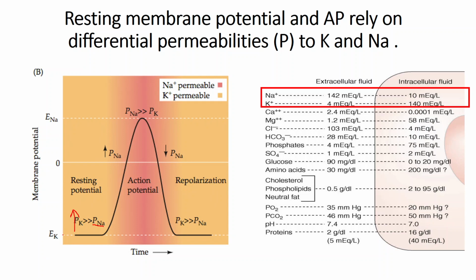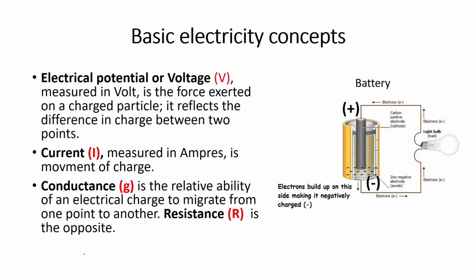But let's focus here on the resting membrane potential, and we know so far that the membrane potential is around negative 70 millivolt, and it is close to the equilibrium potential for potassium because the membrane at rest has a higher permeability to potassium than to any other ions, right?